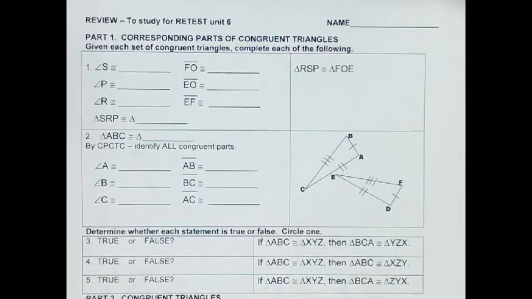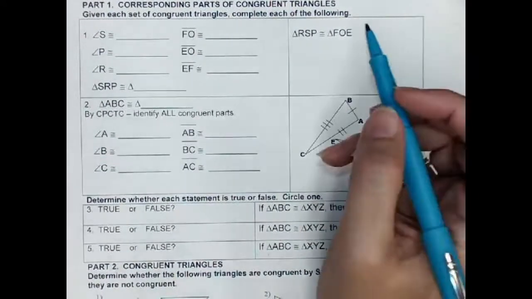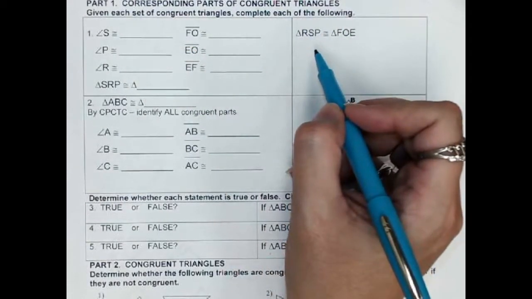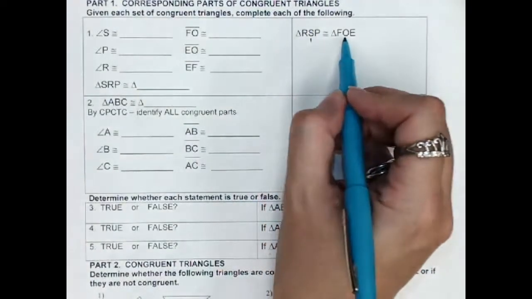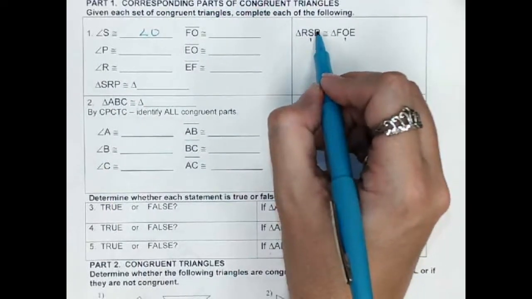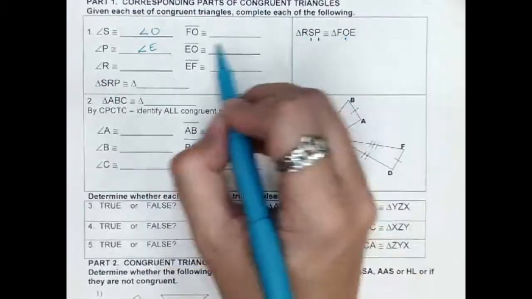Okay, so this is the review if you need to do a retest on Unit 6. And this first one here, we're talking about just doing the corresponding parts if we're given the congruent statement. So we just need to match up the things. S is in the middle here, so it goes with O. P is the last one here, so it goes with E. R is the first one, so it goes with F.